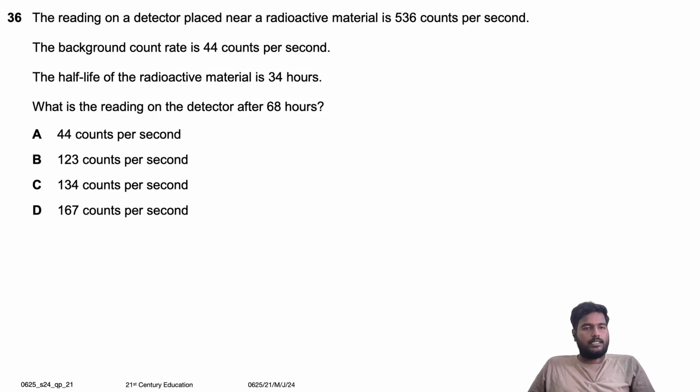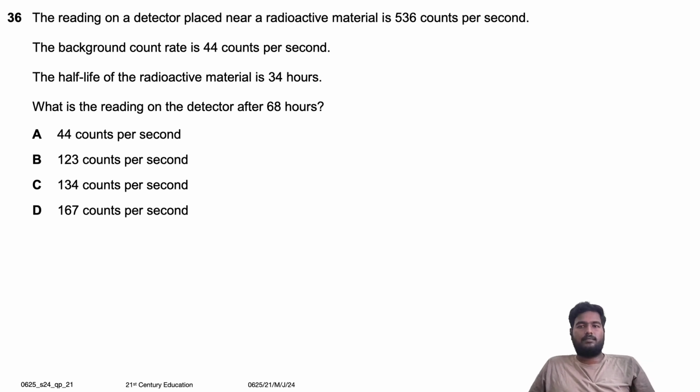The reading on a detector placed near a radioactive material is 536 counts per second. The background count rate is 44 counts per second. The half-life of the radioactive material is 34 hours. So what is the reading on the detector after 68 hours?